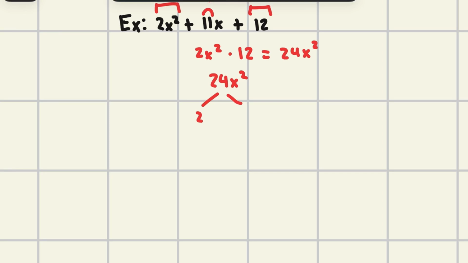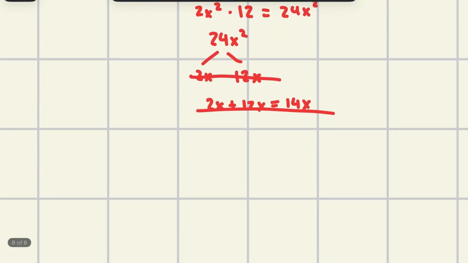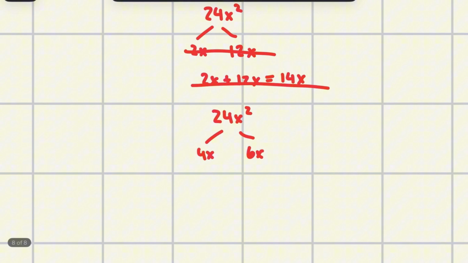So let's go ahead and try 2 and 12. Those two numbers give us 24x squared, but do they add up to 11x? Let's try 2x plus 12x. That gives us 14x, so these can't work. Let's try 4x and 6x. Those two numbers give us 24x squared, but do they add up to 11x? 4x plus 6x. Nope, that gives us 10x.